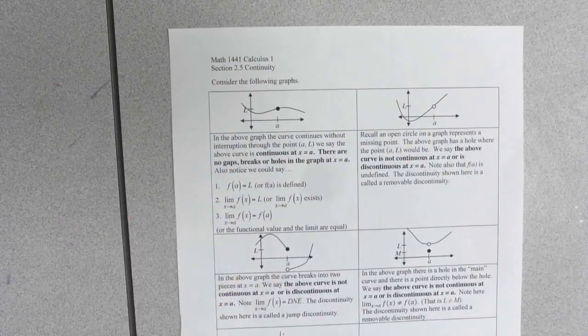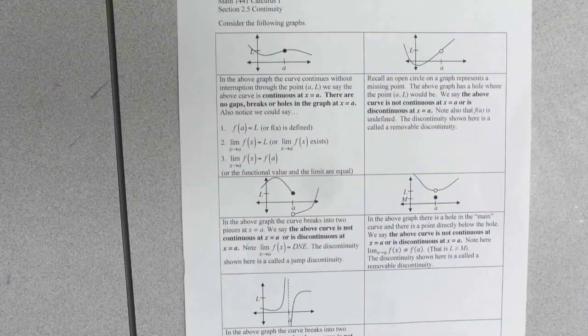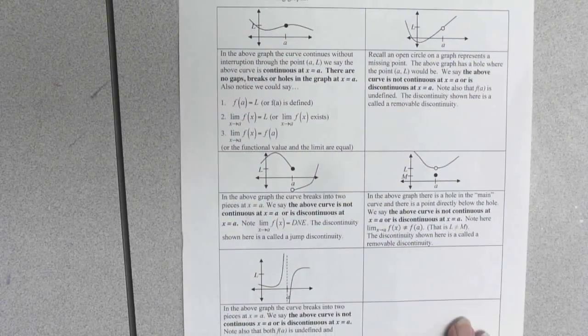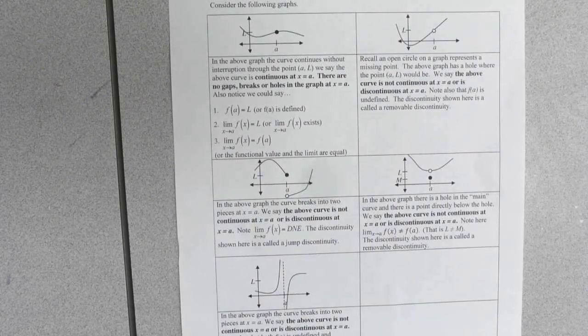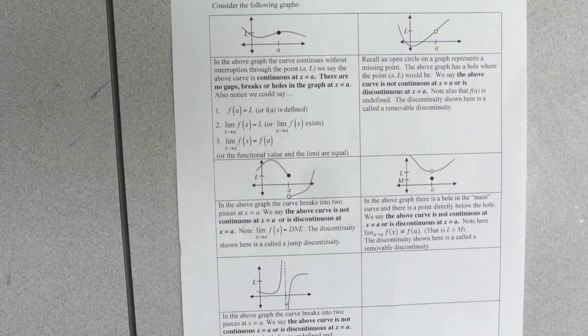Okay, section 2.5, continuity. Let's look at the following graphs. Can I get them all on there? Just about. In the above graph, this one right here, the curve continues without interruption through the point (A, L). We say the curve is continuous at A.